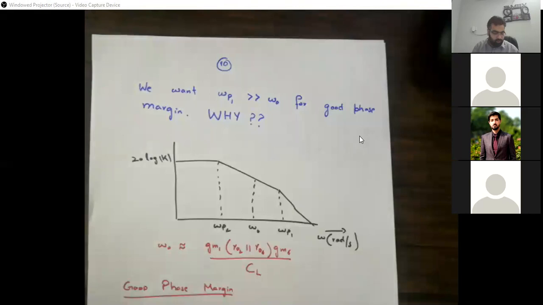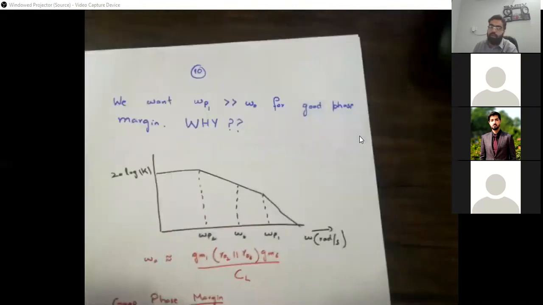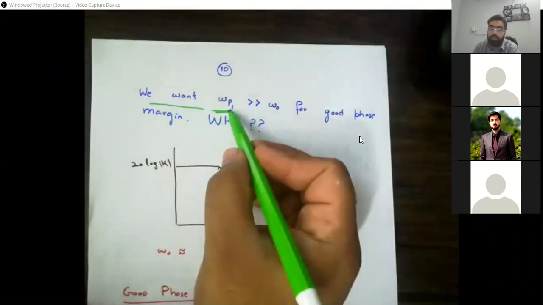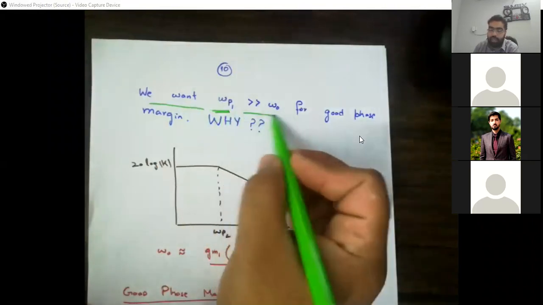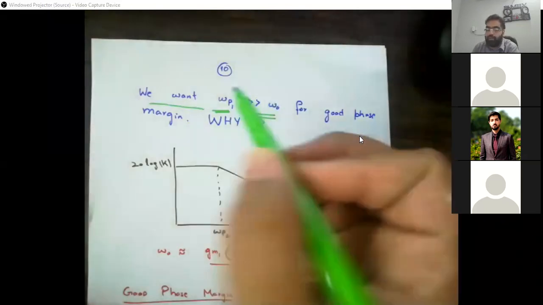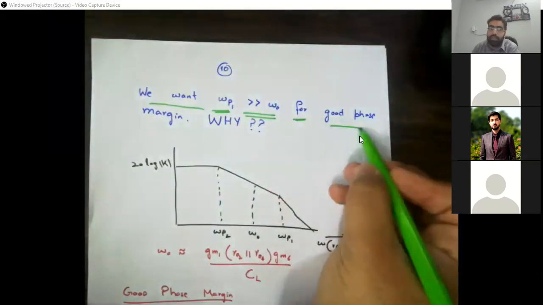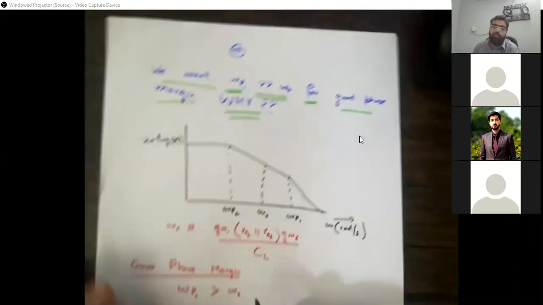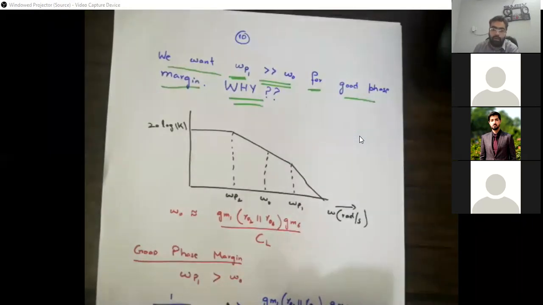One of the things we find is the omega naught value, but one thing we want is this: we want omega p1 to be very much greater than, at least 10 times greater than omega naught. For what? For a good phase margin. All of you are comfortable with the reason why we want omega p1 to be far from omega naught.